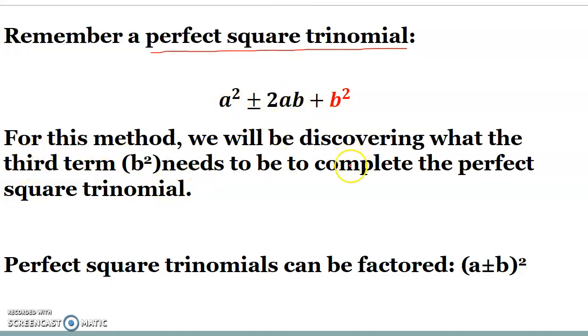All right, so for this method, we're basically going to be given these 2 terms, and we have to find what this third term is. We have to discover what this constant we need to add, this b squared, if you will, needs to be to complete it, to make this a perfect square. So that's why it's called completing the square. The reason we want that is because if I have a perfect square trinomial, then we can factor it into a plus b squared or a minus b squared.